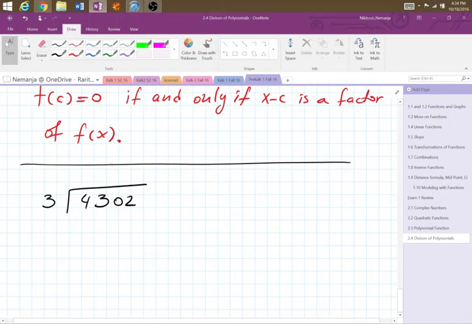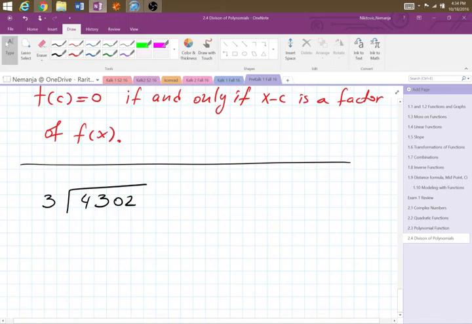If you get a 0 remainder, that means it's divisible evenly, and those numbers we call factors. So x minus c as a term is a factor of f of x because there was no remainder. So in this case, when I do this division, it's going to divide evenly, and then this 3 is something that I'm going to call a factor.